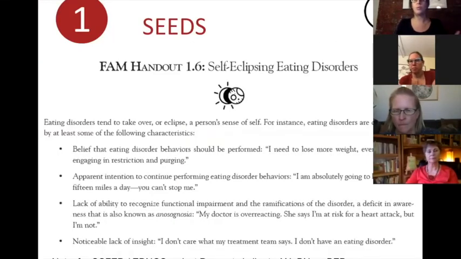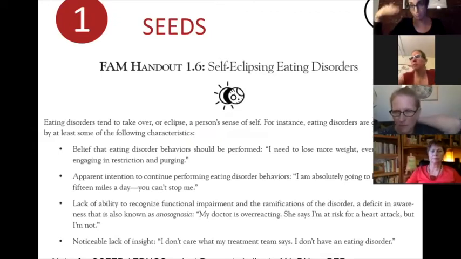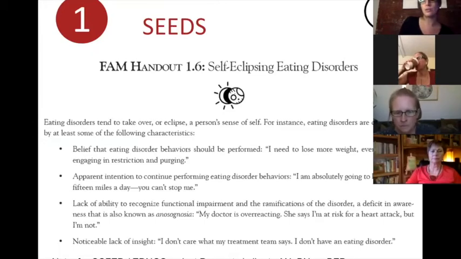So we're very specific about what a SEED, or self-eclipsing eating disorder, is. It's a belief that eating disorder behavior should be performed. There's apparent intention to keep performing these behaviors, and a lack of ability to recognize functional impairment and ramifications of the disorder. This is also known as anosognosia in eating disorders, or is very similar to lack of insight in OCD, or it's the same thing, depending. And then again, lack of insight.